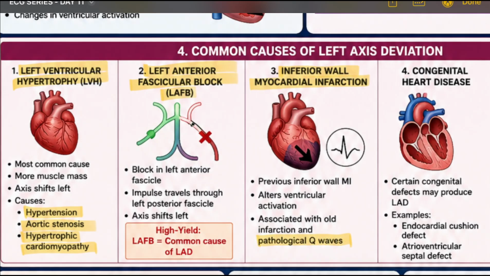So pathological Q waves. We will discuss this when we are discussing STEMI and progression of myocardial infarction. At that time we will discuss this pathological Q wave. Okay. Next, another pathological condition, that is congenital heart disease. Certain congenital heart defects may produce left axis deviation, for example endocardial cushion defect and atrioventricular septal defect.